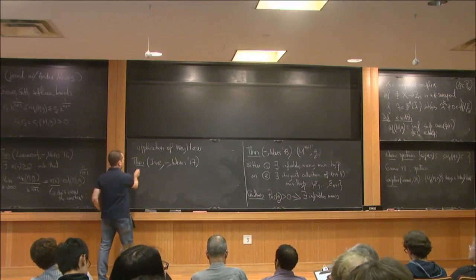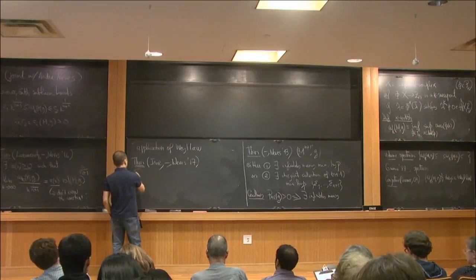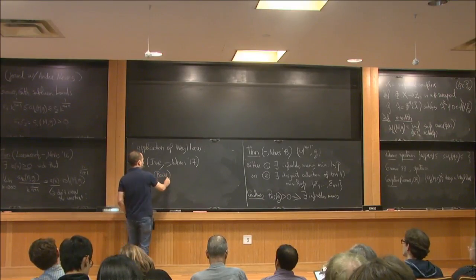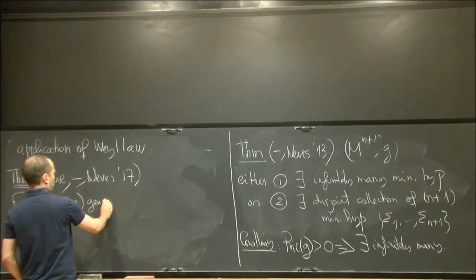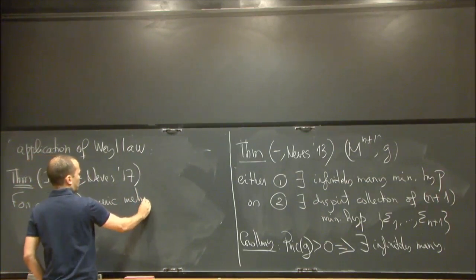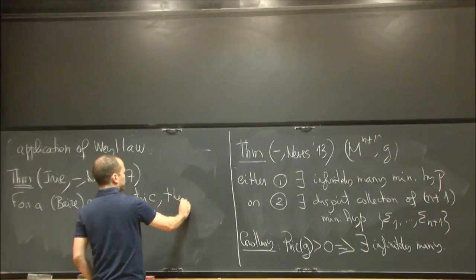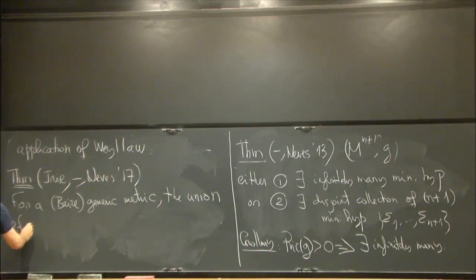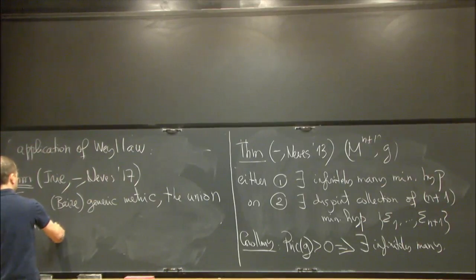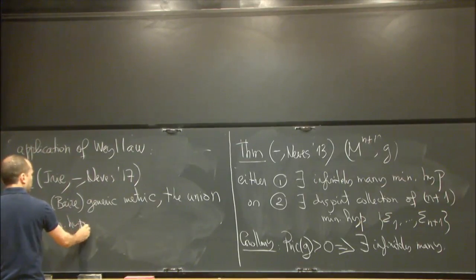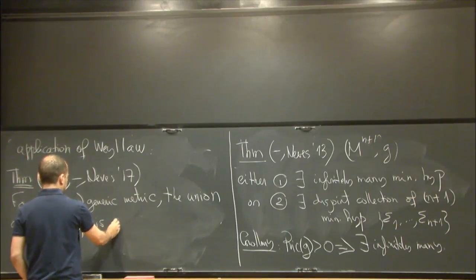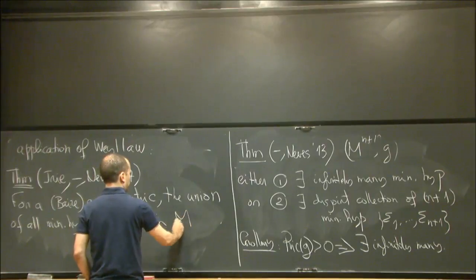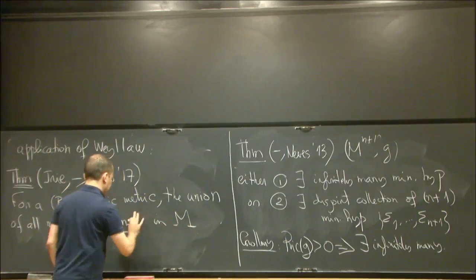So we're able to prove that for generic metrics, in the sense of Baire, if you take the union of all minimal hypersurfaces, that union is dense in M. This is a density result.